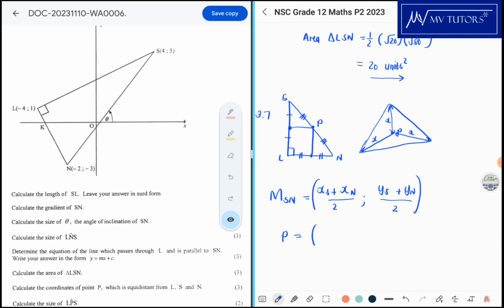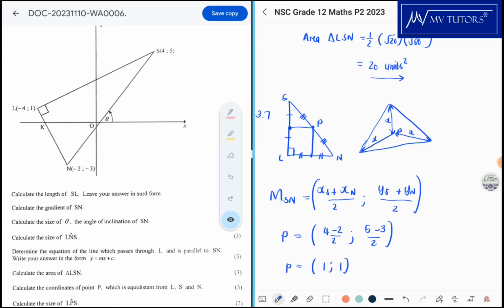All right, so what is the x coordinate of S? That is 4. For N, that's minus 2, over 2. The y coordinate of S is 5, N is minus 3, and divide by 2. So for the coordinate of P, 4 minus 2, that's 2. 2 divided by 2, that's 1. 5 minus 3, that's 2. 2 divided by 2, that is 1. So that is the coordinate of P.